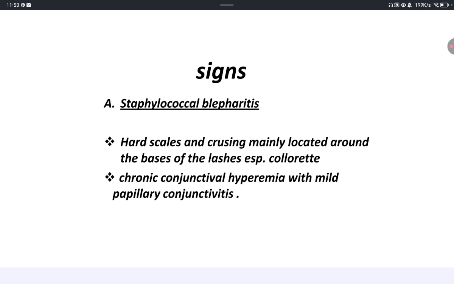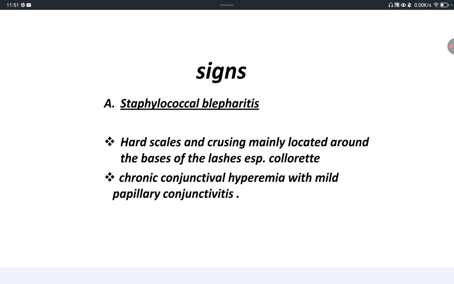Signs of staphylococcal blepharitis: hard scale and crusting mainly located around the bases of the lashes, especially collarette. So there is formation of hard scale and crusting, mainly around the bases of the lashes, especially near the collarette.